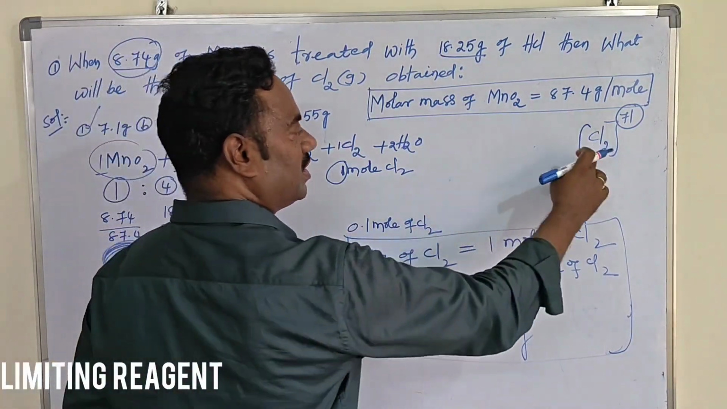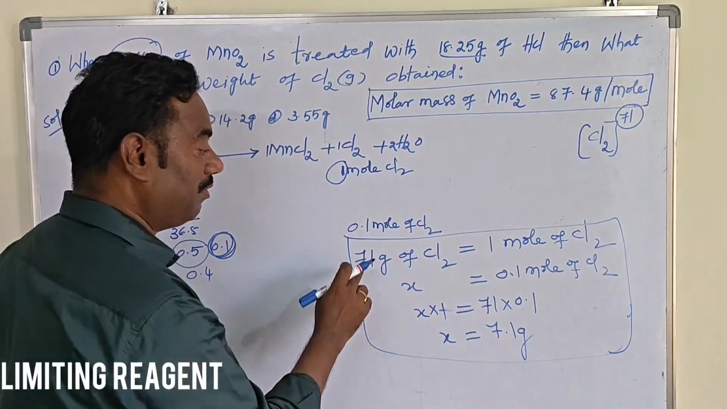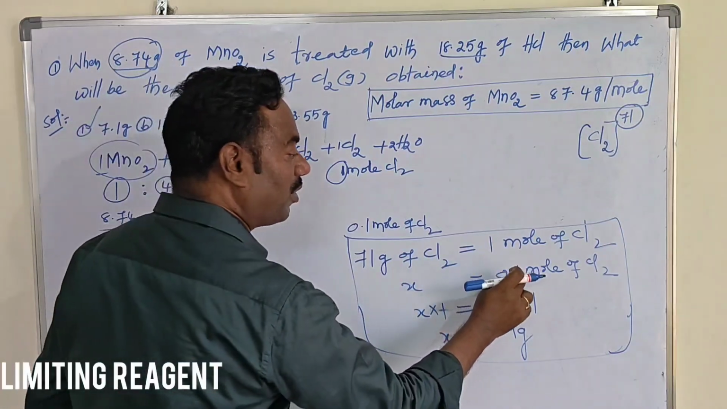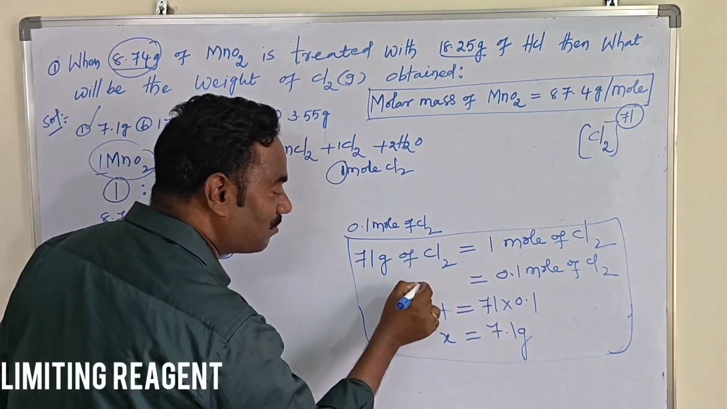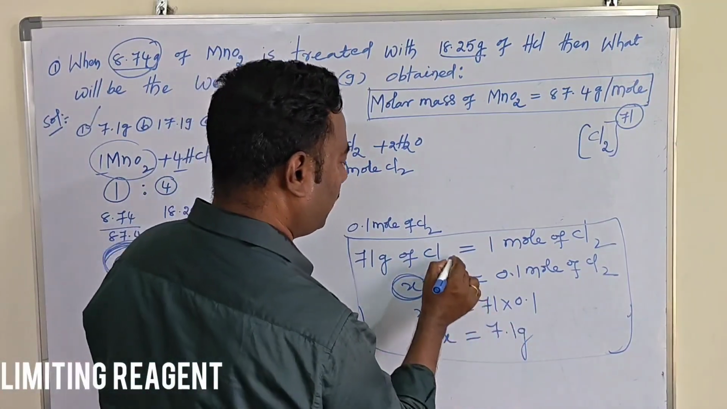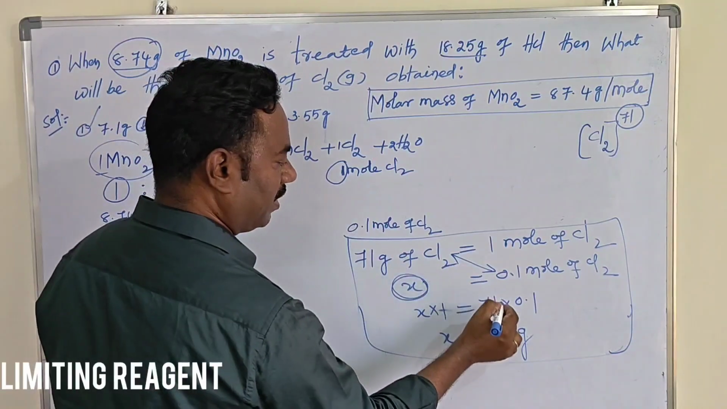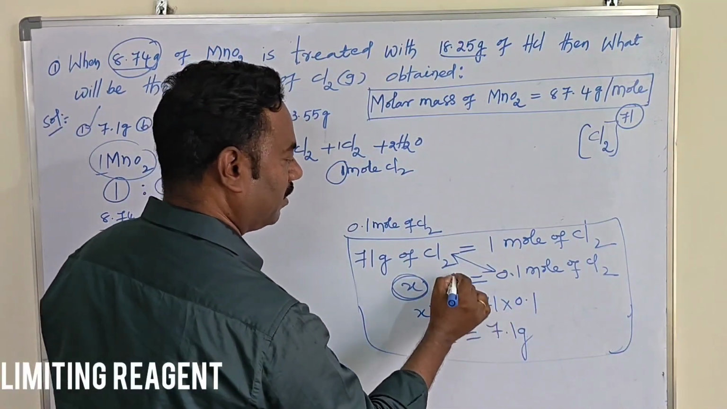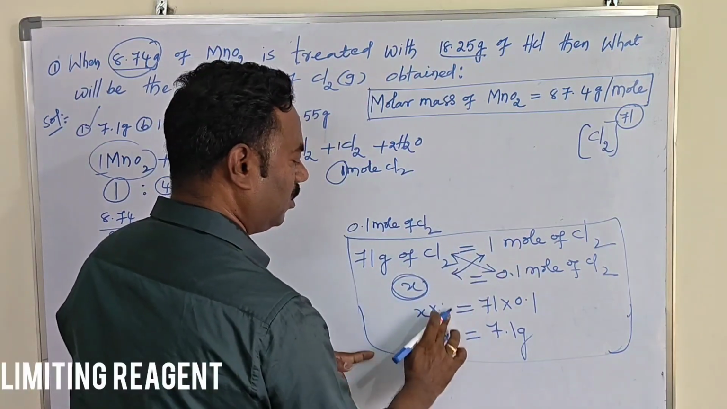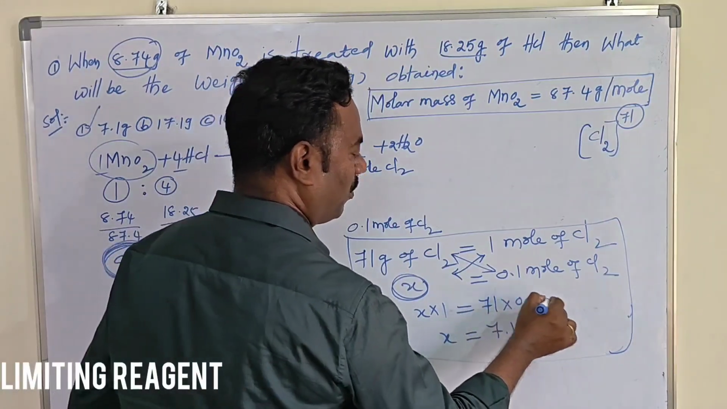We know that 71 grams of Cl2 equals 1 mole of Cl2. Then 0.1 mole of Cl2 equals how many grams? We need to calculate this. Cross multiply: 0.1 into 71 equals x into 1. So x equals 71 into 0.1, which means 7.1 grams.